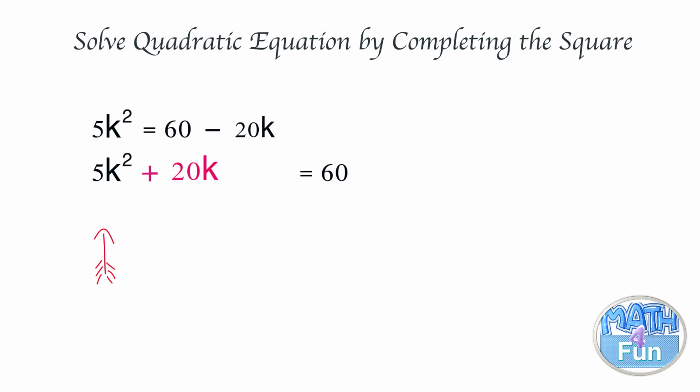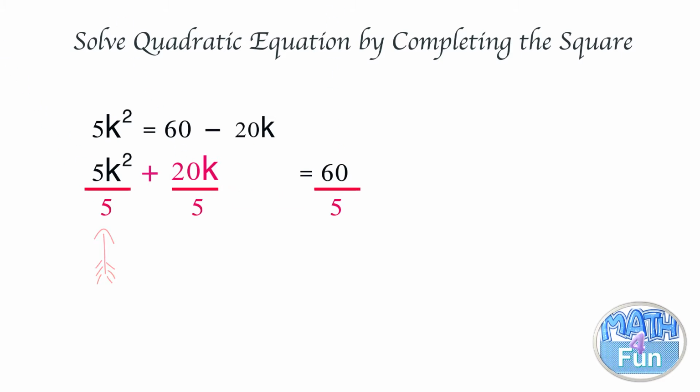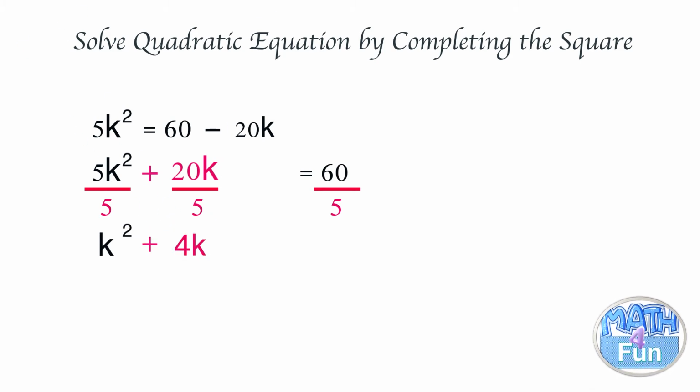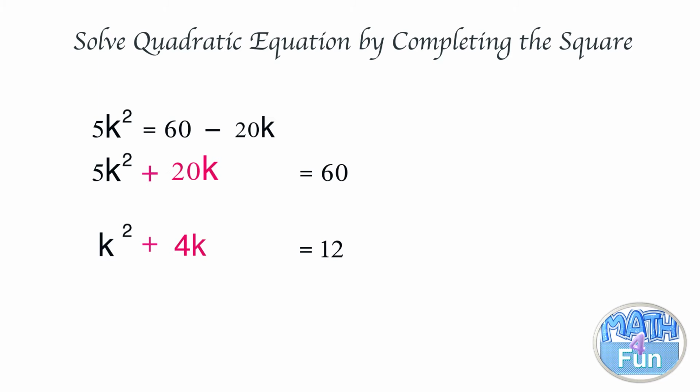Then look at the number multiplied by k squared. Since we don't have 1, we divide the whole equation by this number. So we divide by 5 the whole equation. We get 5k squared over 5, which is k squared, plus 20k over 5, which is 4k, and here we have 60 divided by 5, which gives 12. Now the equation is k squared plus 4k equals 12.